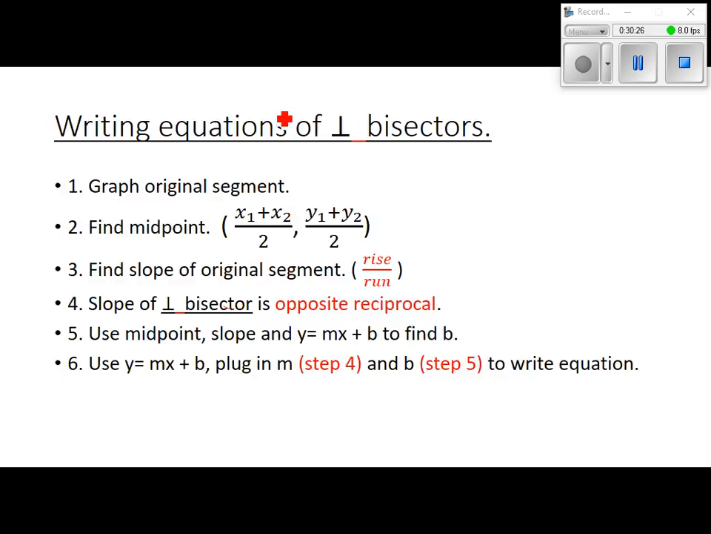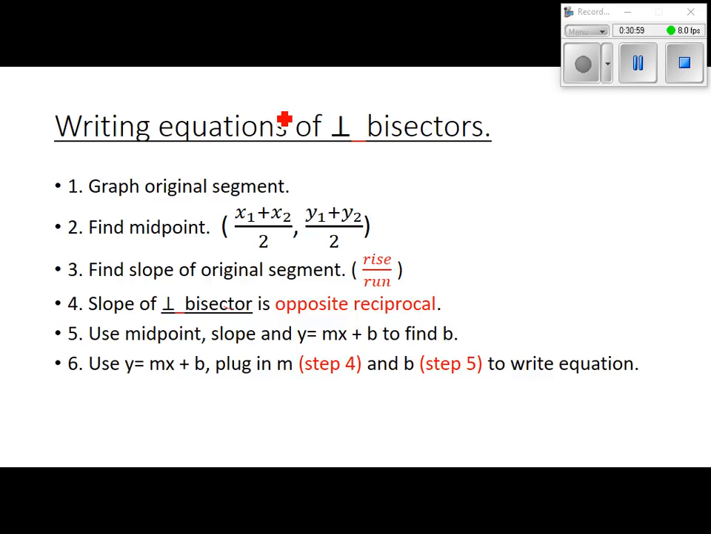Write this down. This is the hard part and we've got like 6 minutes, so you have to write quickly. Six steps to writing an equation of a perpendicular bisector. Number 1, graph the original segment. They're going to give you 2 points and say this is a segment, and you want to graph it. Number 2, none of this should be hard because we've done all this earlier this year. Number 2, find the midpoint.